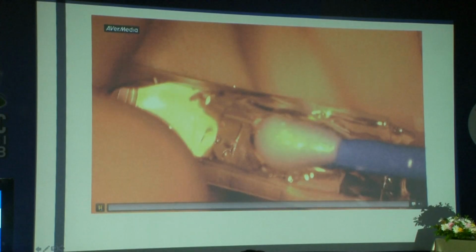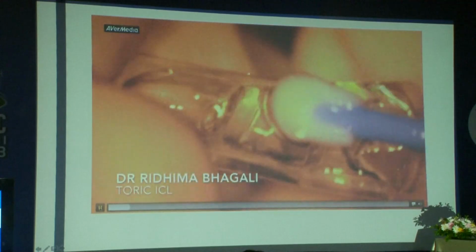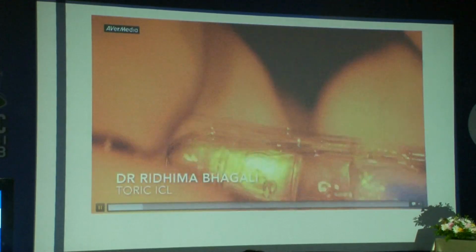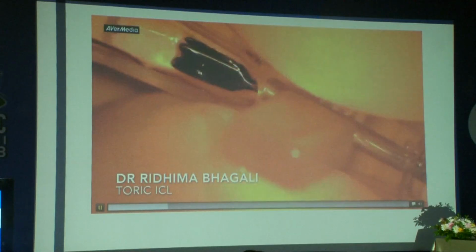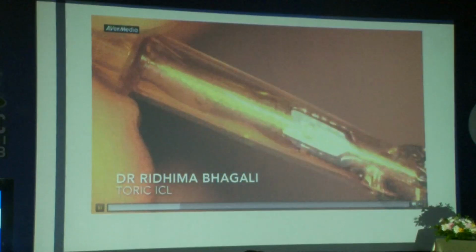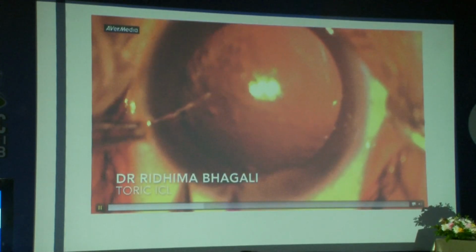So this is just a video to show the loading of an ICL. It comes in a BSS glass bottle, and it comes with a special cotton tip applicator, which is used to pick up the ICL. Placed in the cartridge, there's a special forceps that holds the lens, and it's hence loaded.